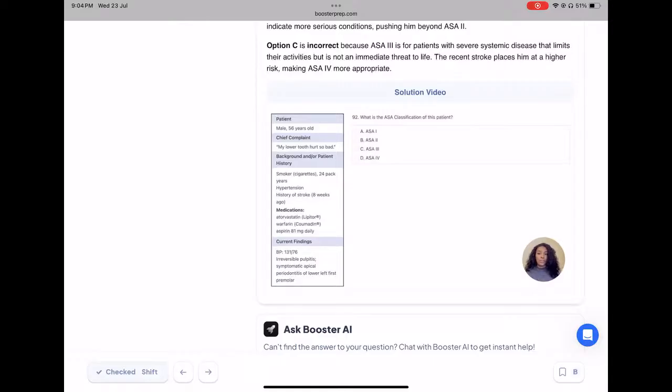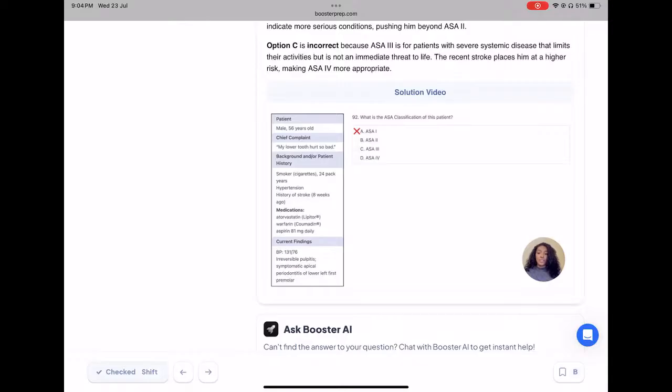So option A reads ASA 1, and this classification is for completely healthy patients who do not smoke or drink little to no alcohol. However, our patient has hypertension, history of a stroke, and he's a smoker, so this would be incorrect.